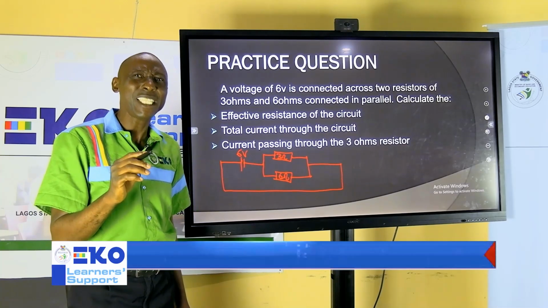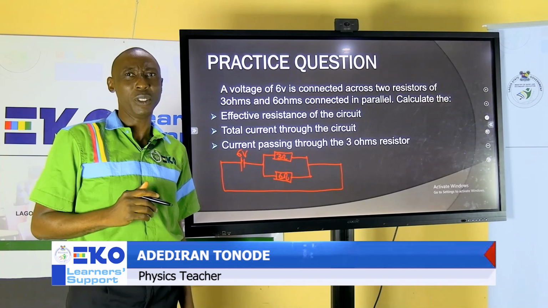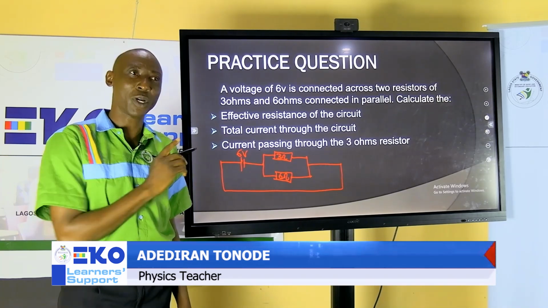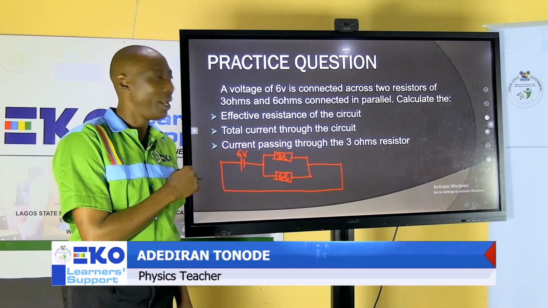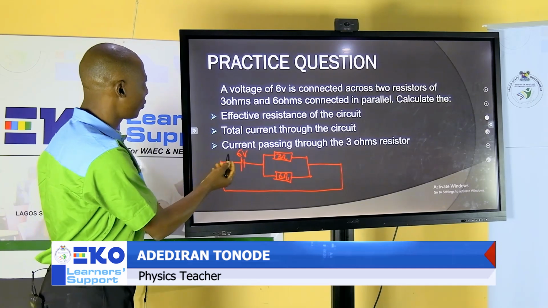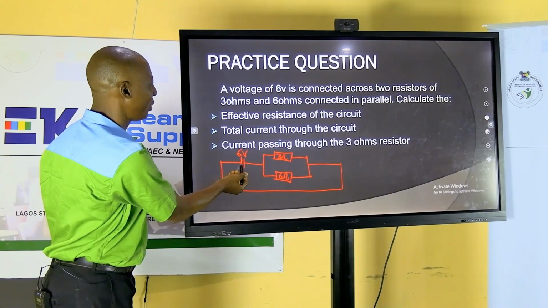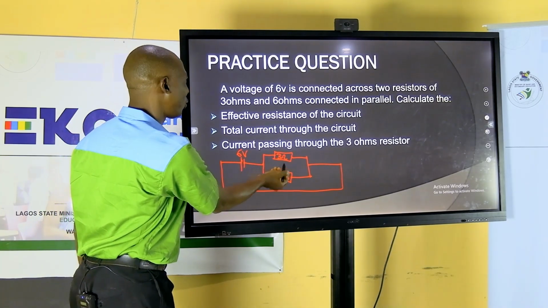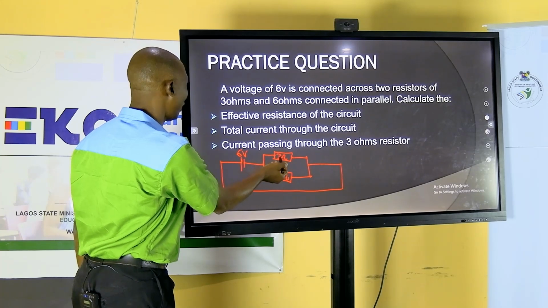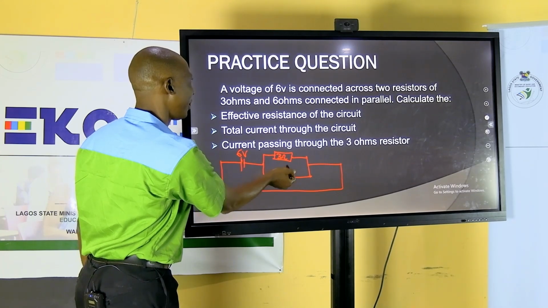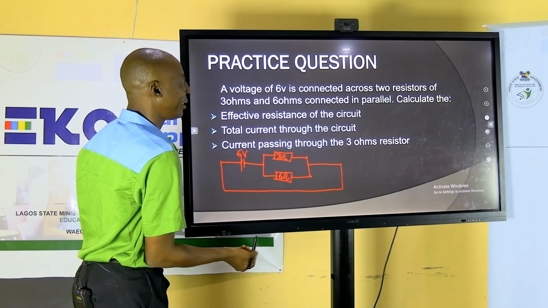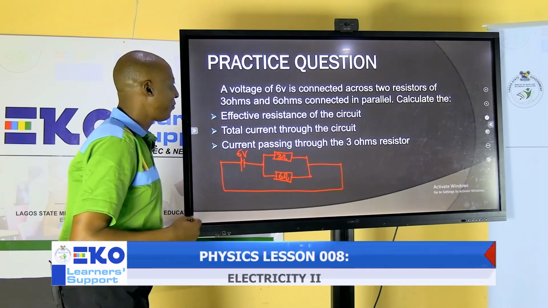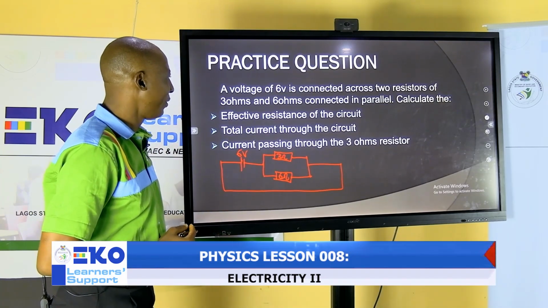Your ability to interpret the question. If you cannot interpret the question, you cannot put it down on the diagram. And that is what we have done. You can see, a voltage of 6 volts is connected across 2 resistors, 3 ohms and 6 ohms in parallel. So these are in parallel. Calculate the effective resistance of the circuit.